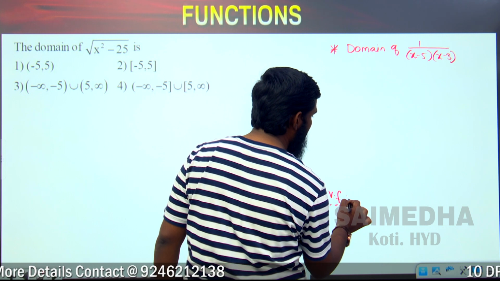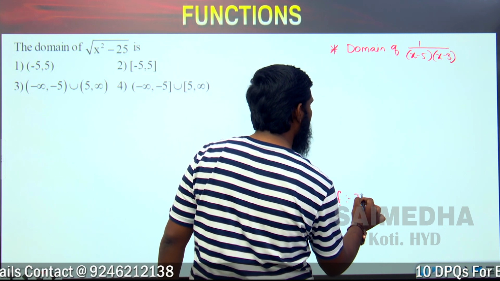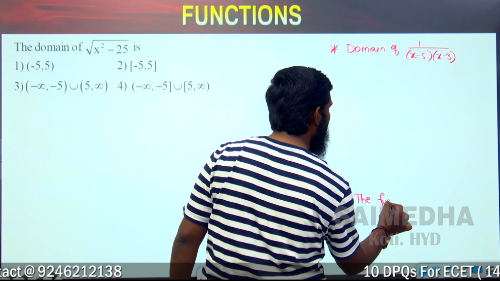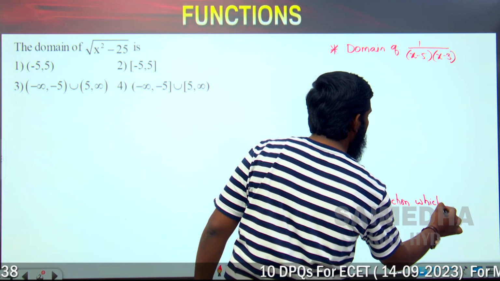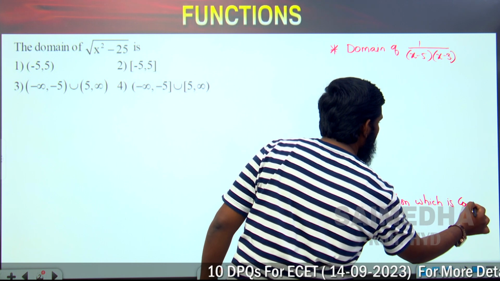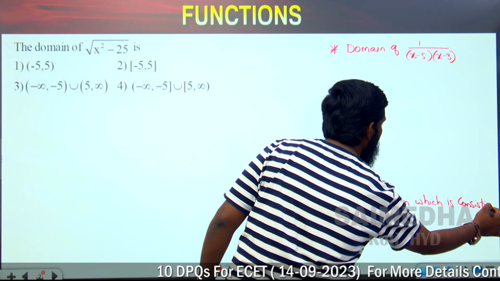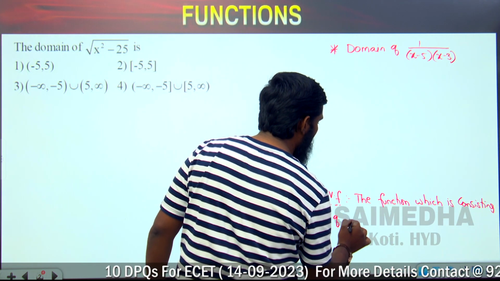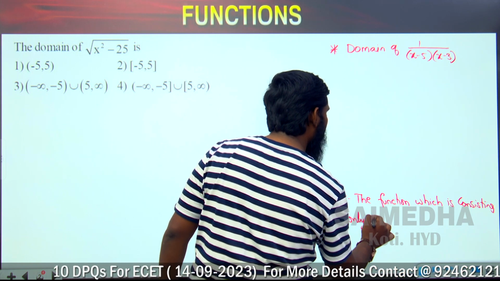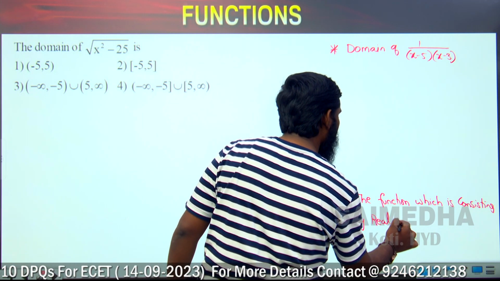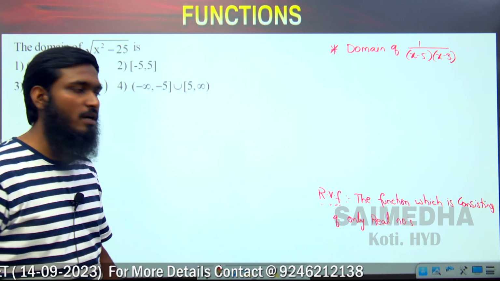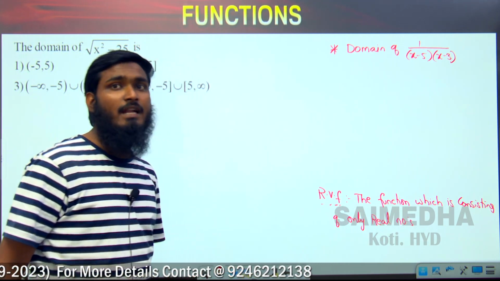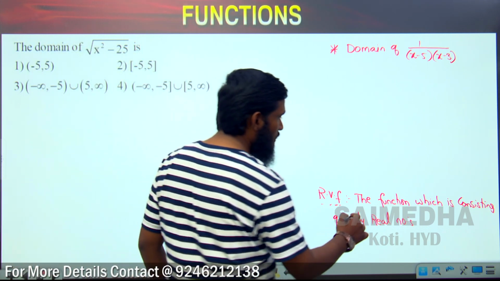Real valued function means the function which is consisting of only real numbers. The function which consists of only real numbers, that function we call a real valued function. Now what is the meaning of real numbers?